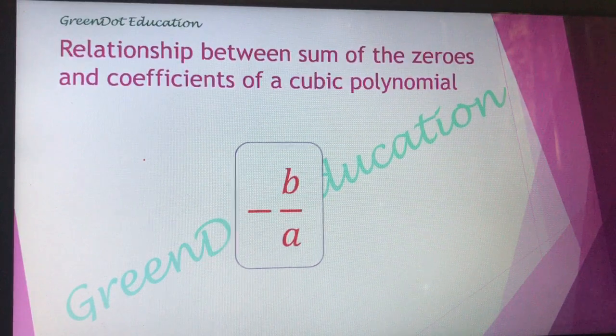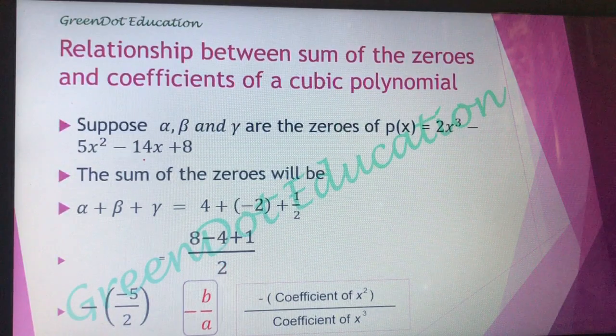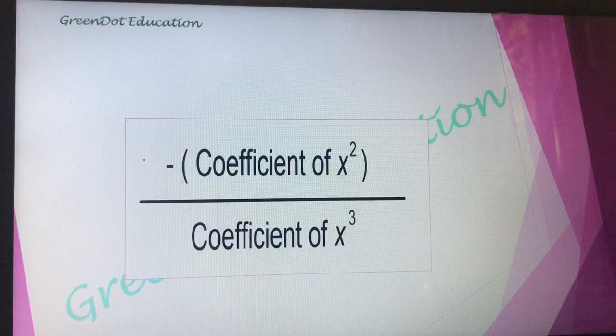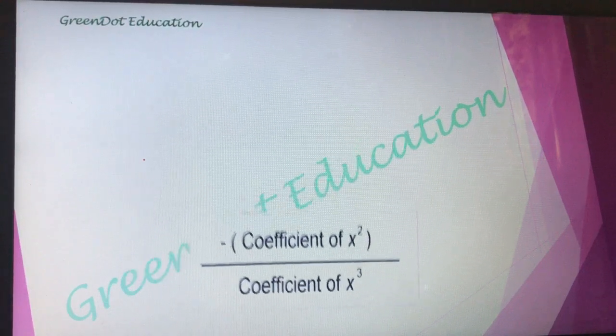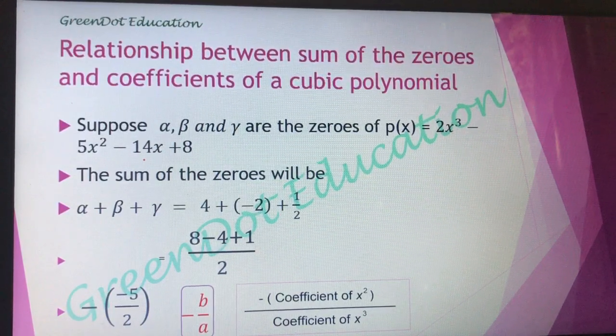So thus the relationship of the sum of the zeros and the coefficients of a cubic polynomial is minus b by a. The zeros when added together give us the negative ratio of the coefficient of x square to the coefficient of x cube. So in this way we can find the relationship that exists between the zeros and the coefficients of cubic polynomials. These are important relationships, and we have to remember them very well.